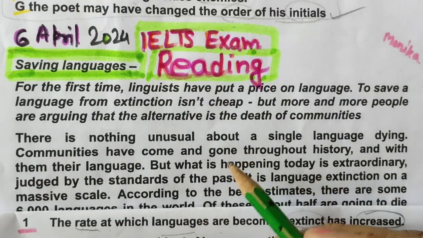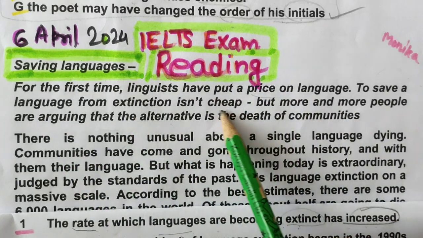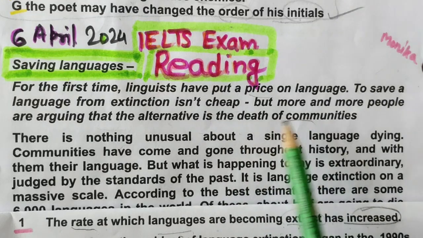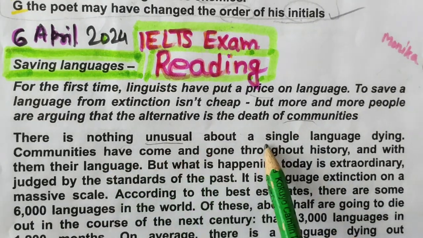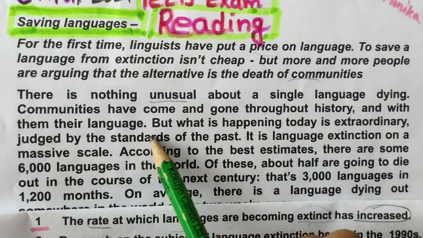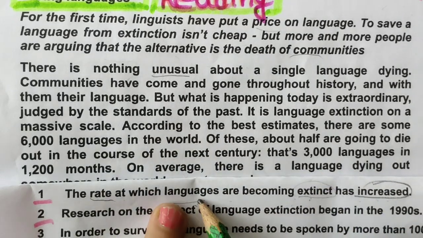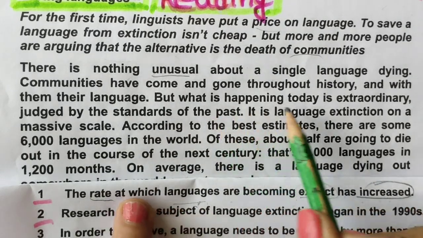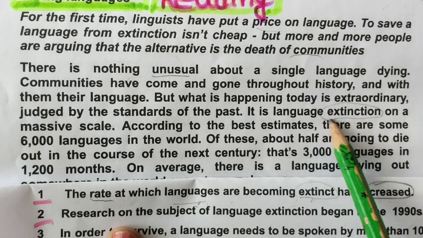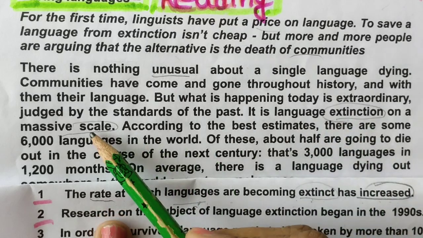So this is my first paragraph. For the first time, a price is put on language, to save language from extinction. It is cheap, but more and more people are arguing that the alternative is the death of communities. There is nothing unusual about a single language dying. Communities have come and gone through history with their language, but what is happening today is extraordinary. So we are looking for language extinction. What is happening today is extraordinary, judged by language extinction on a massive scale.